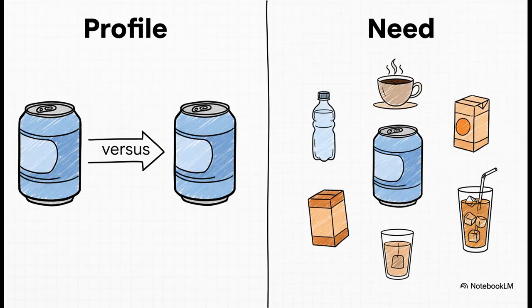Now, this right here is a game-changing insight. If Pepsi only targets a profile, say people who drink carbonated soft drinks, their main competitor is Coke. Simple. But what if they target the underlying need to quench thirst? Whoa. Suddenly their competitive landscape just exploded to include bottled water, juice, iced tea, coffee, the whole shebang. Focusing on need instead of profile completely redefines your strategy.